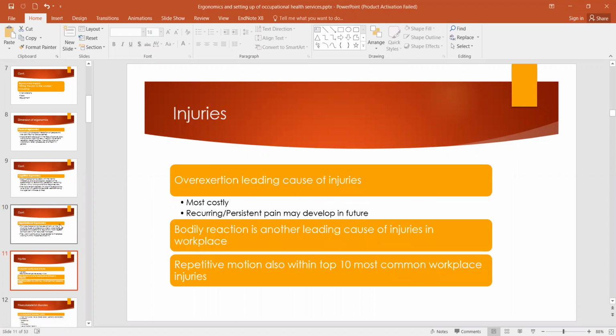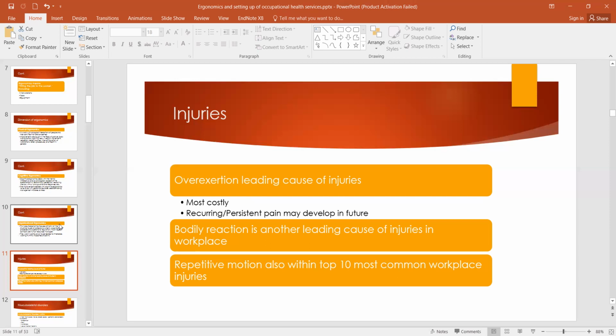There are different types of injuries which are related to proper ergonomics rules not being followed in any occupation. Overexertion is a leading cause of injuries, and it is most costly because when a worker is injured, there are different penalties coming to the administration department. Recurrent and persistent pain may develop in future.